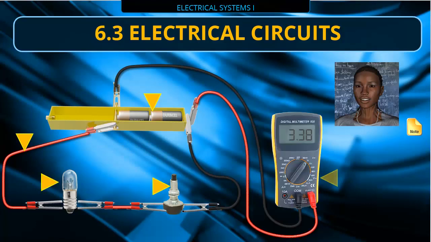Here a multimeter is connected to it to measure the voltage. The reading on the multimeter is 3.38 volts. There is no current because the switch is off. Next, see what happens when we switch it on.